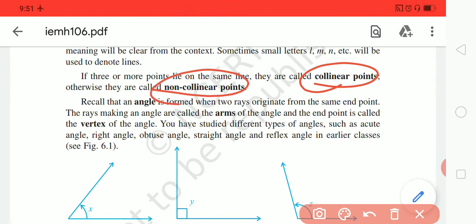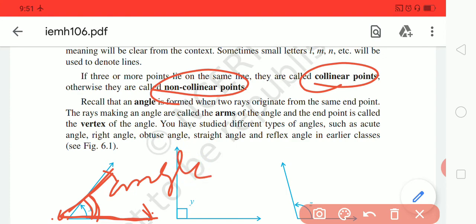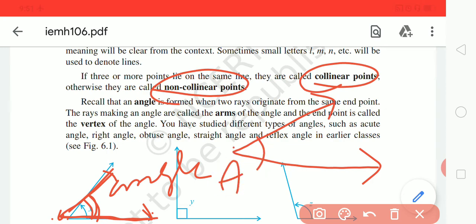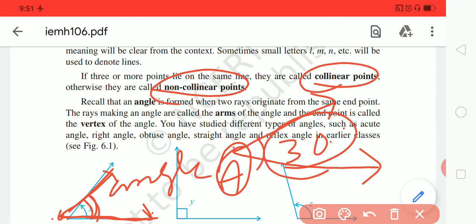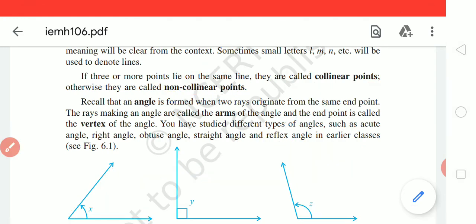Vertex, you know that the point where two rays meet is the vertex. This point is the vertex, and the measurement between these two arms is the angle. So there is a difference between an angle and a vertex. If I'm drawing like this, this is A and this is 30 degree, so A is the vertex and 30 is the angle, right? So this is the difference.